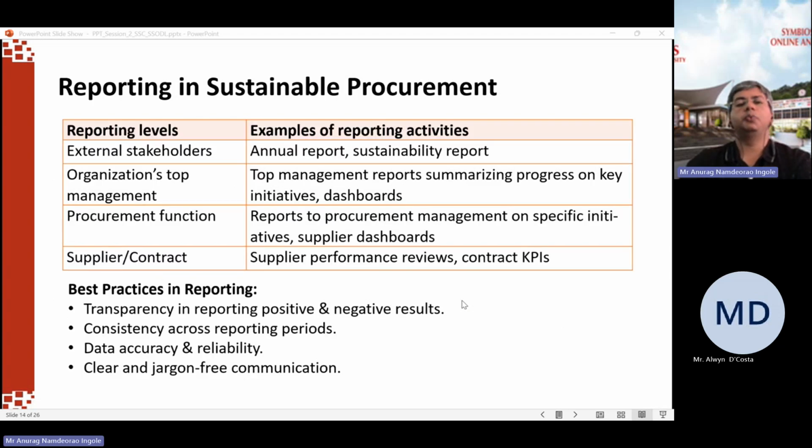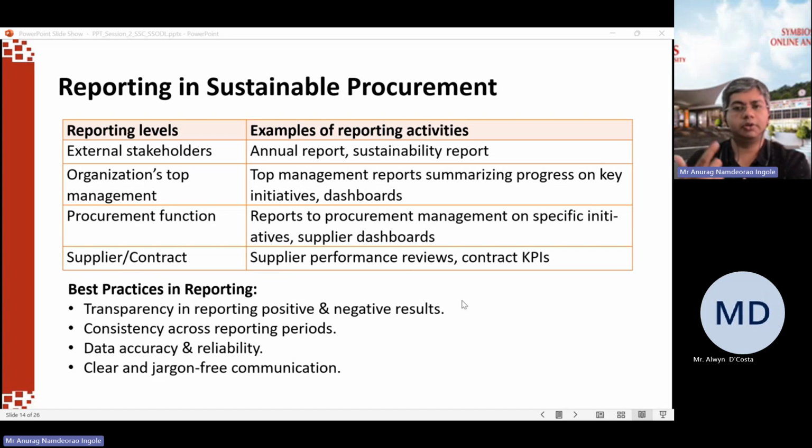Then reporting. So if we are taking up all these initiatives with our suppliers or our partners, and we are enforcing them through having them in our contracts, and then also measuring through various kinds of indicators and KPIs, right? So this data we have to regularly report. We have to report it to external stakeholders in the form of annual reports, in the form of sustainability reports. We have to report it as a procurement function to our organization's top management.